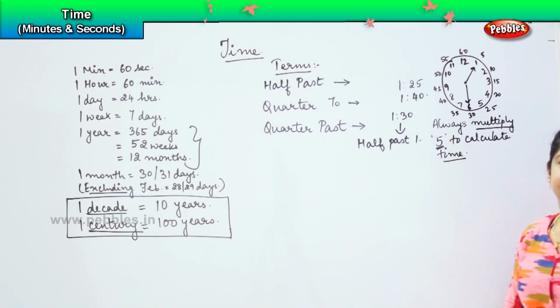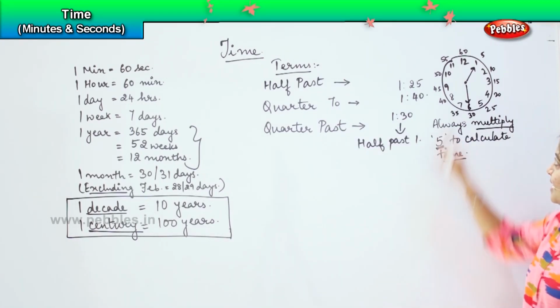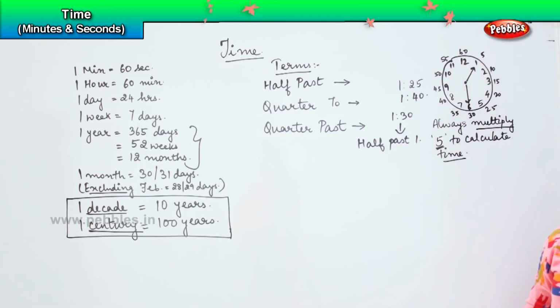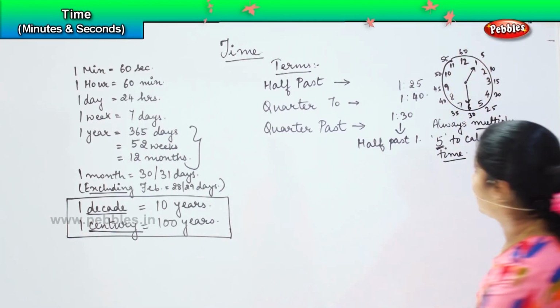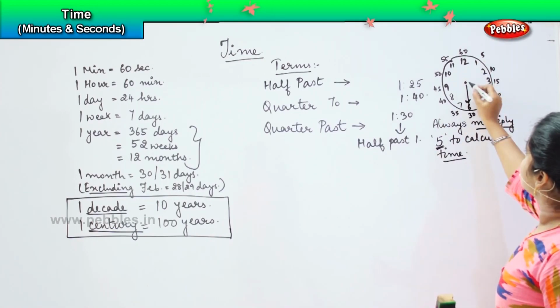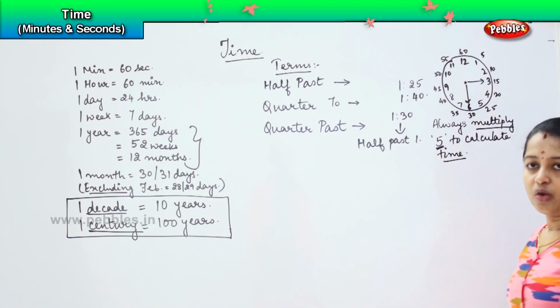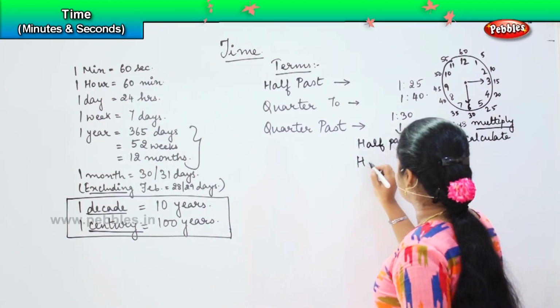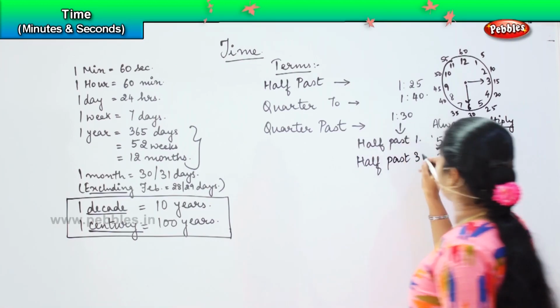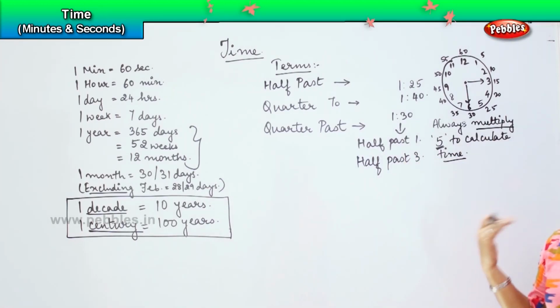1:30 can also be said as half past 1, which means that it is half an hour over when it was 1 o'clock. So, half past 1. Same thing, if you see your hour needle going to 3, how will you say? You will say this as half past 3. That is, half an hour is over when it was already 3 o'clock.